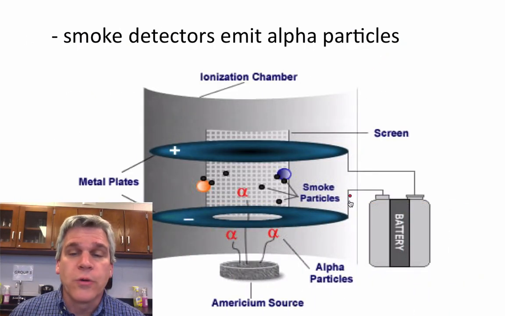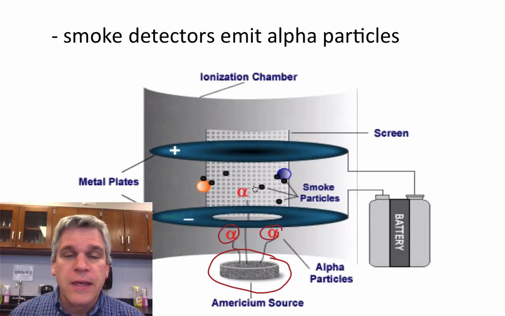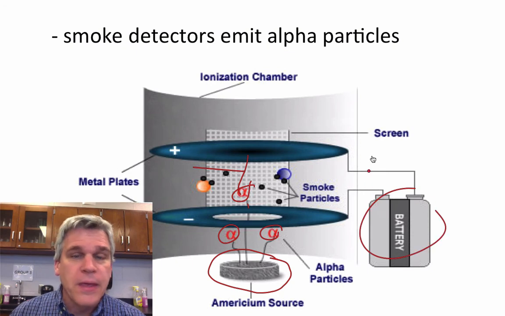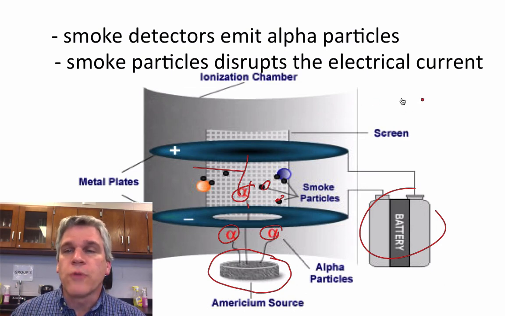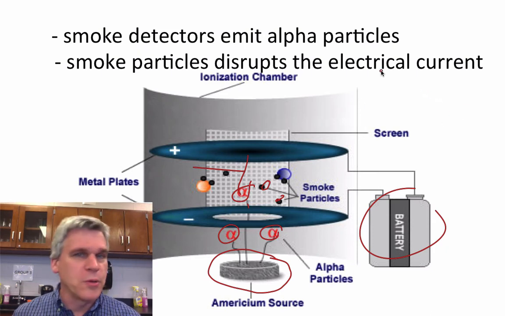So how a smoke detector works: we have a radioactive source called americium in the smoke detector that is releasing these alpha particles. Now these alpha particles are traveling from the source up to a metal plate. The metal plate is of course connected to the battery. And if smoke comes in, so here we see some smoke particles, and blocks these alpha particles, it will disrupt the electrical current and a sound will go off saying that there is smoke in the room.